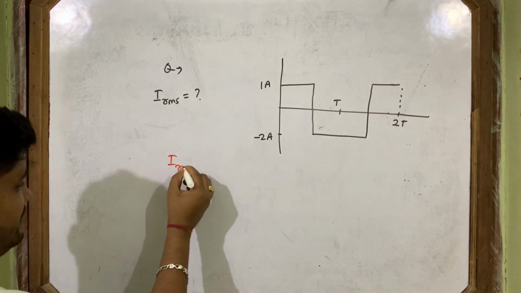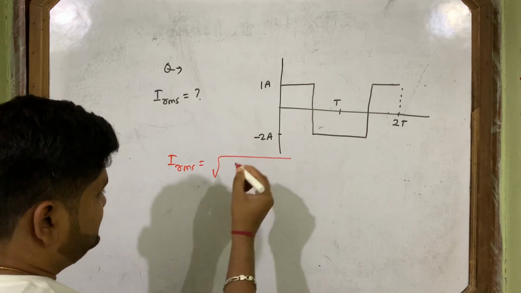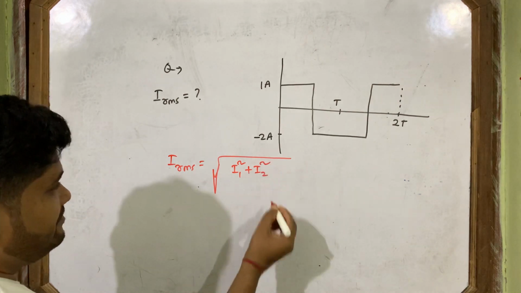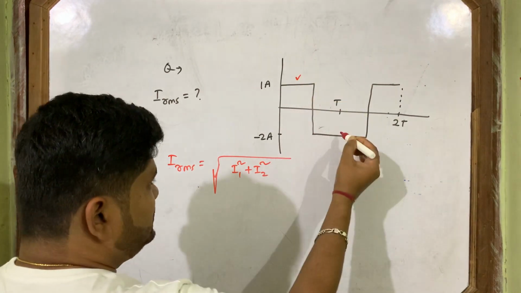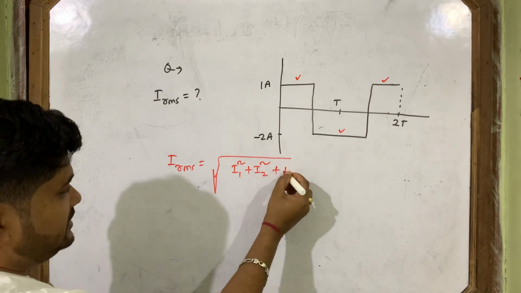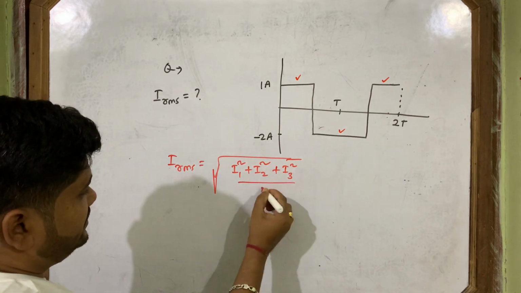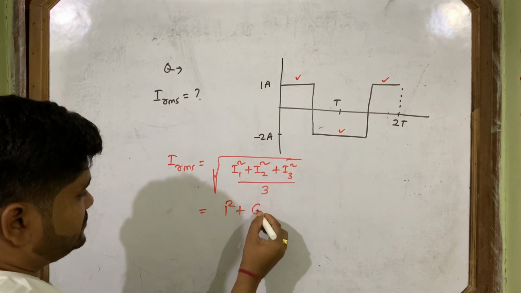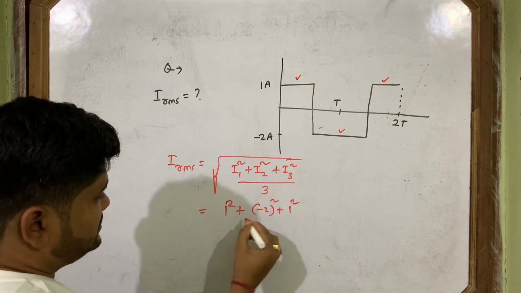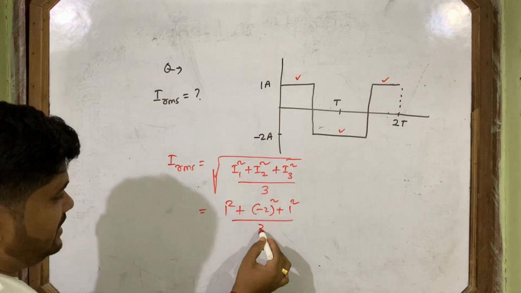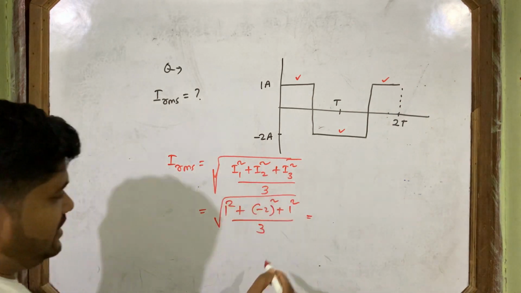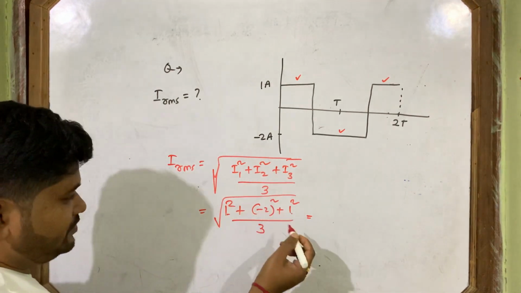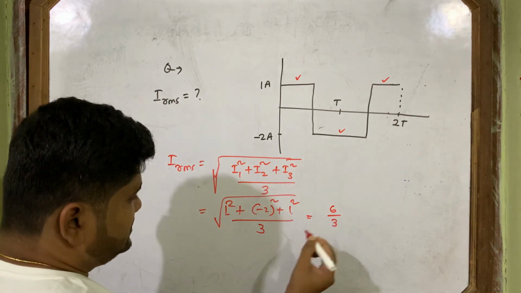Now you check. IRMS, what is the formula? Root of I1 square plus I2 square plus I3 square, divided by 3. How many values will we take? One here, one here, and one here. So here 1 square, here it is minus 2 square, here it is 1 square, by 3, whole root over. How much is it coming? 1 plus 1 is 2. Then here it is 4. 2 plus 4 is 6. 6 by 3.